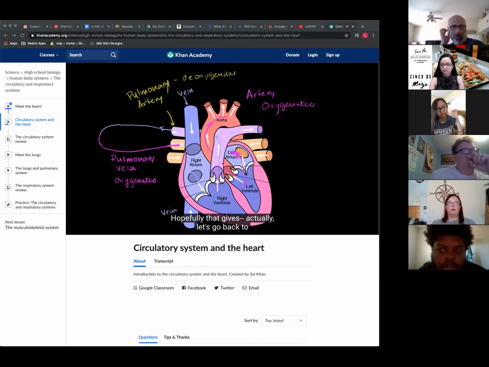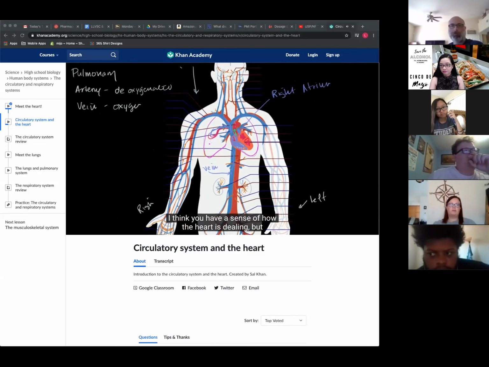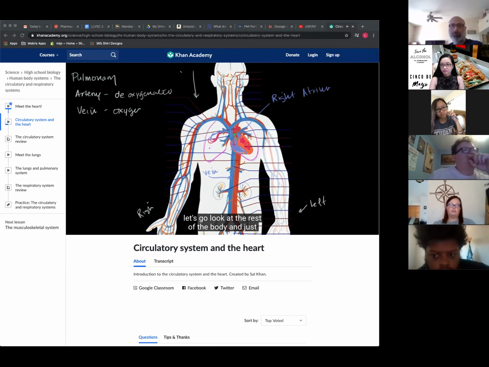Hopefully that gives, actually, let's go back to that first diagram. I think you have a sense of how the heart is dealing. Let's go look at the rest of the body and just get a sense of things. You can look this up on Wikipedia if you like. All of these different branching points have different names to them.